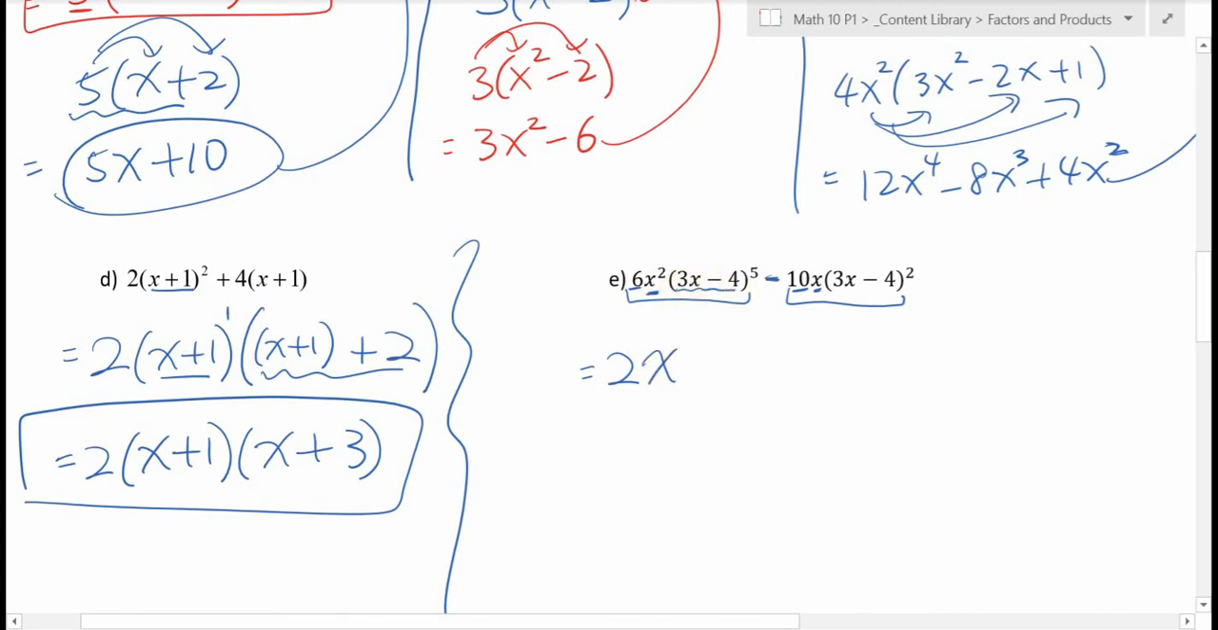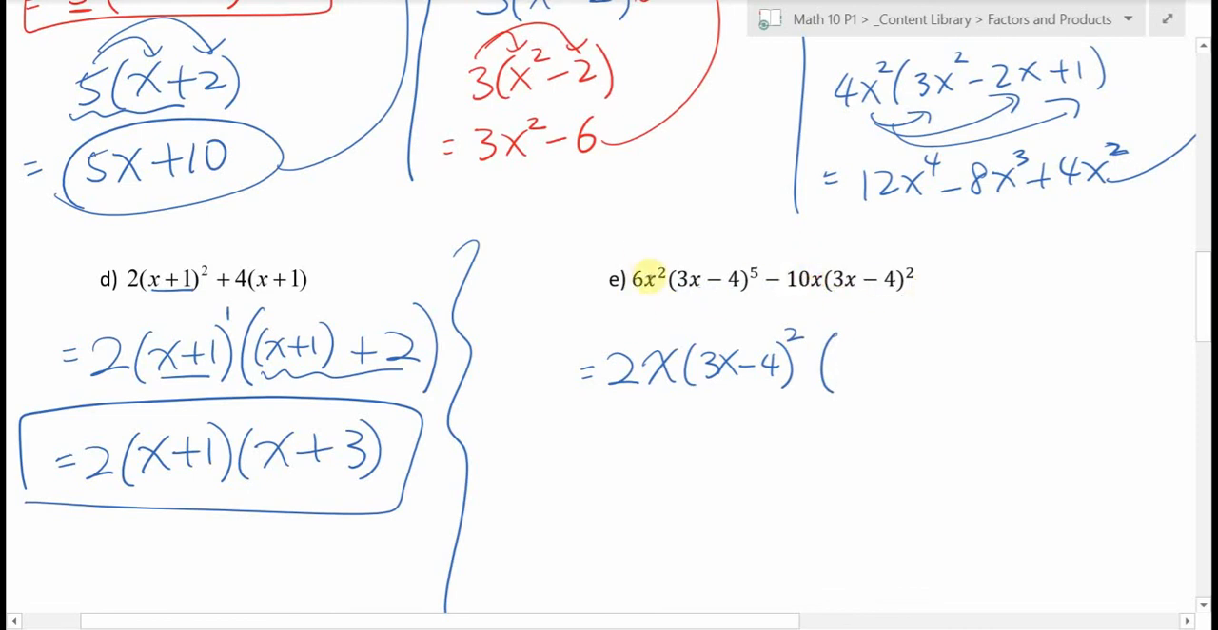We have 3x minus 4 to the power 5, 3x minus 4 squared. So the common factor, again, same base, right? So the common factor is going to be 3x minus 4. Now you look for the smaller exponent, which is a 2. Okay, so that's the common factor. And now we can actually divide the terms individually, okay?